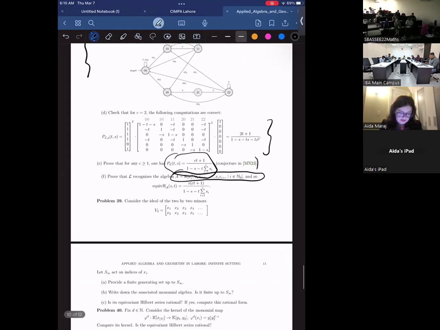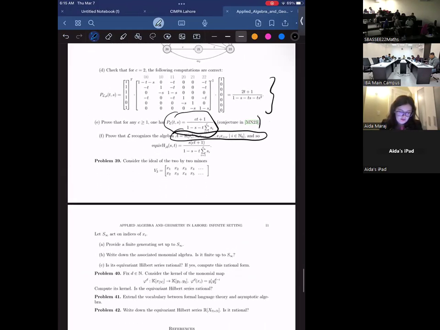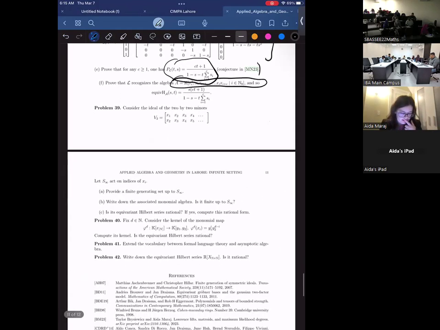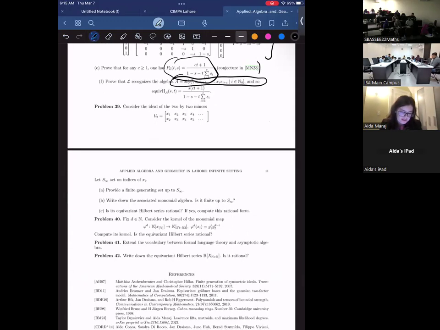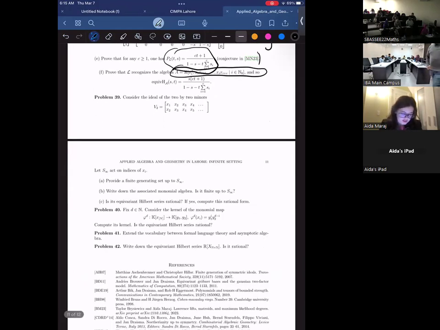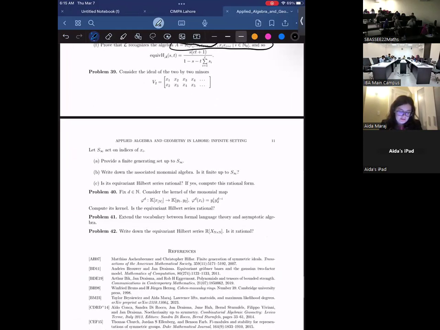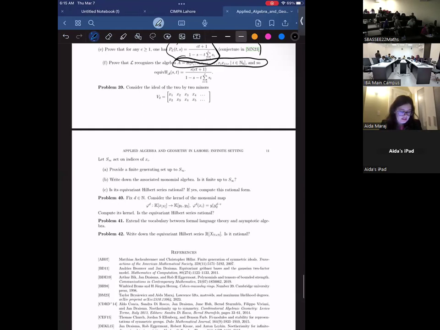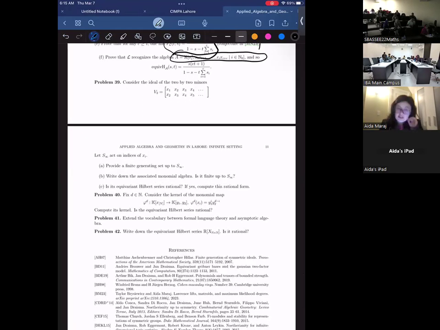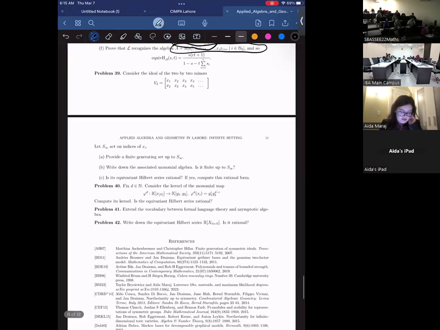So let me know if you have any questions, but I'm going to just explain this first step by step. And this one is: take the ideal generated by the 2 by 2 minors of this matrix, and then you create a filtration this way. Is this finite? And provide a finite generating set, write down the associated monomial algebra, because this is a toric ideal. Is the algebra finite, and compute the rational equivariant Hilbert series if it is rational.